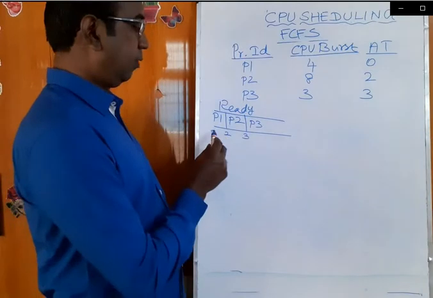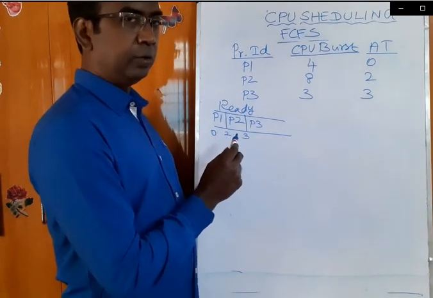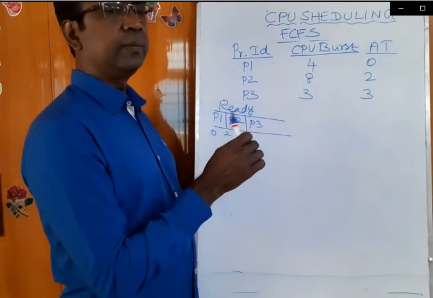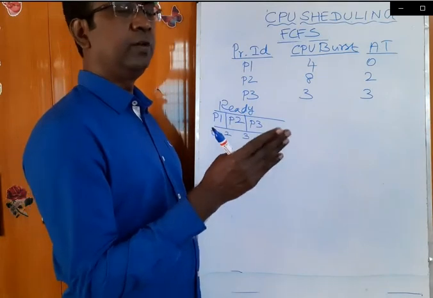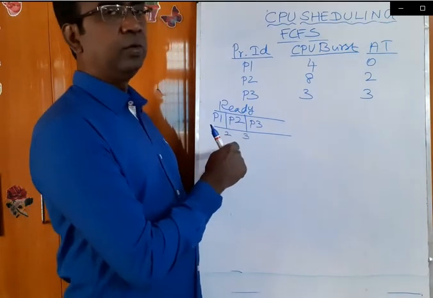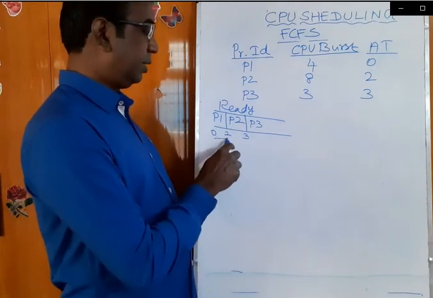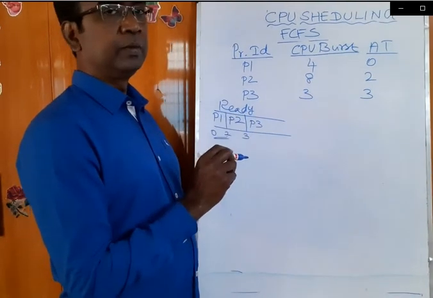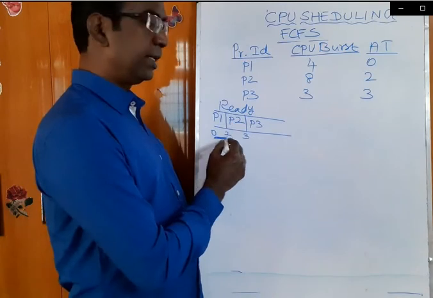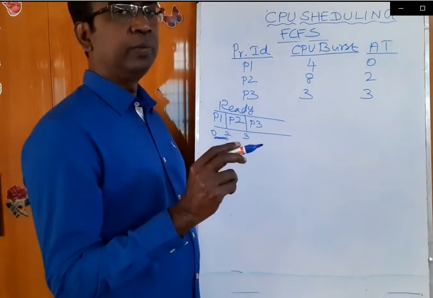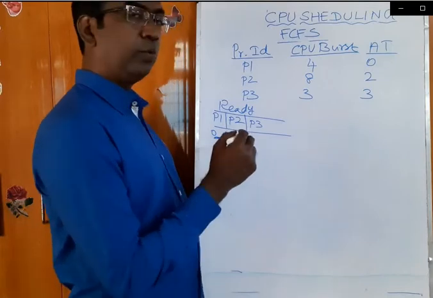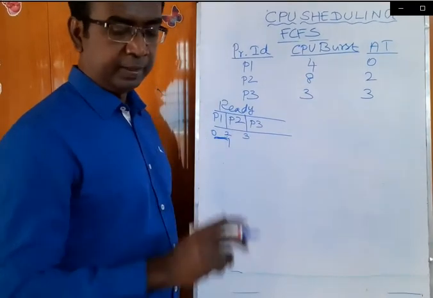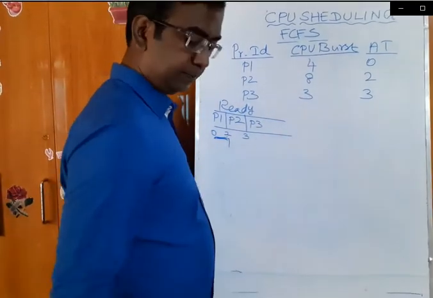So what does it mean? When P1 enters the ready queue at 0, P1 will be allotted the CPU. Until 2 seconds, P2 is not there, only P1 is there, so it will execute. After 2 seconds, P2 will come. This time is not waiting time for P2, because P2 has not yet arrived at the ready queue. So you should not consider these 2 seconds as waiting time for P2. From the second it arrives, you can consider the waiting time until it enters the CPU. We will see the Gantt chart first.